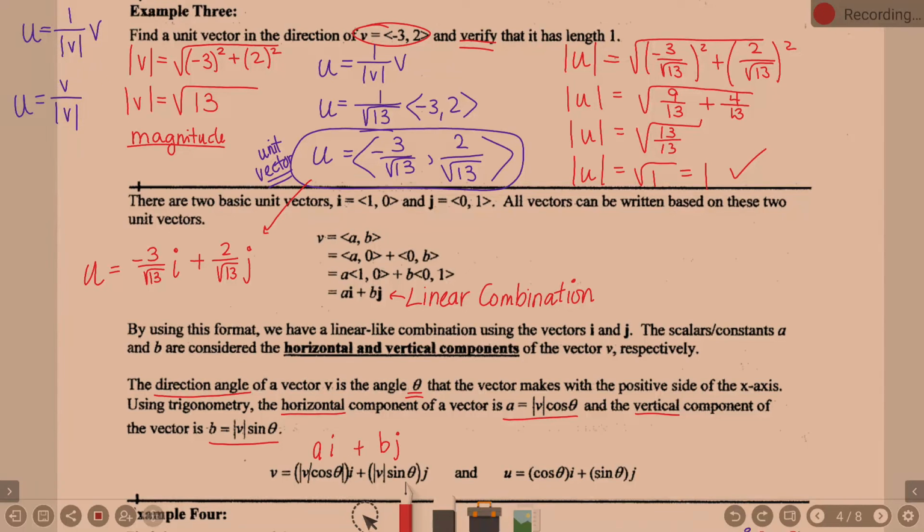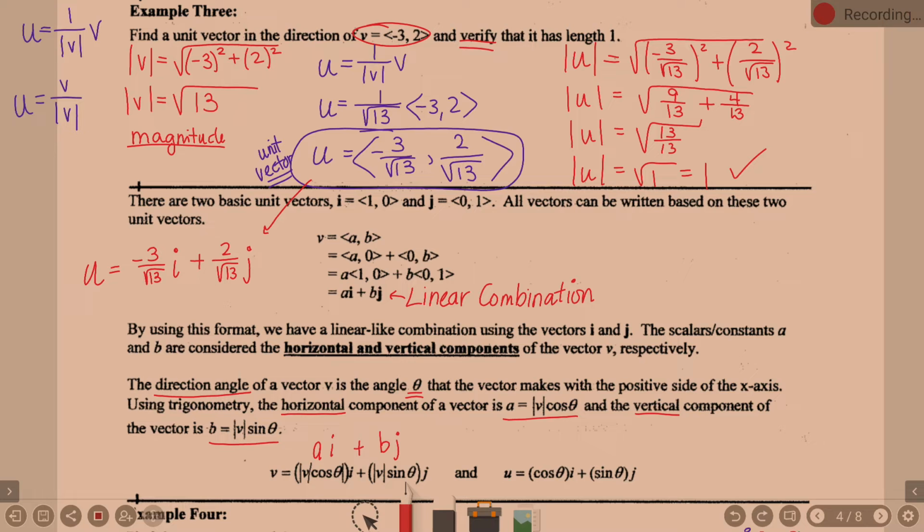Left off yesterday, and I think this is where your class yesterday as well, introducing the idea of the horizontal and vertical components and the linear combination. So how we can take a vector from component form and put it in a linear combination form of a times i plus b times j. We're talking about how a can be the horizontal component of the magnitude times cosine theta, and b can be the vertical component of the magnitude times sine theta.